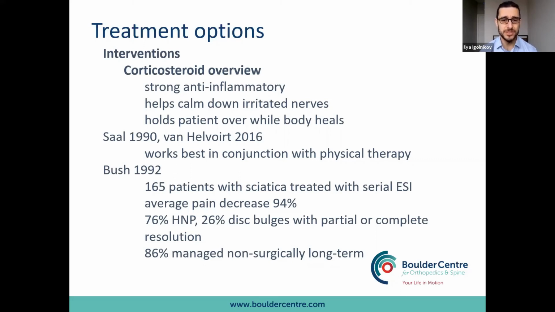Bush did a really good study in 1992 where he took 165 patients with sciatica or radicular symptoms who were treated with an epidural steroid injection, and their pain improved by an average of 94%. A majority of these cases had a herniation of the nucleus pulposus of the lumbar disc. 26% of these patients had a bulge, and a majority of them had partial or complete resolution. In the long term, 85 to 90% of these patients were treated non-surgically, and long term for this study was greater than 1 year.